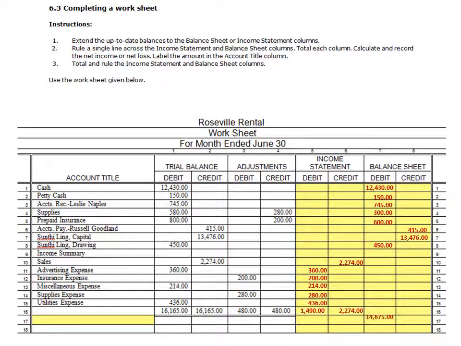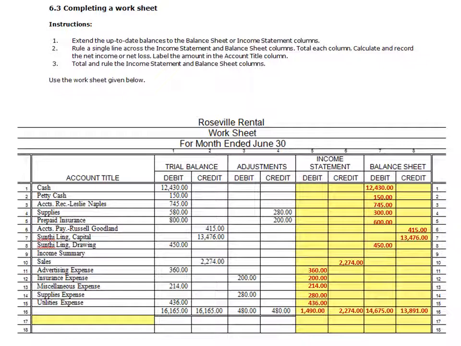Now our balance sheet, we're going to add them up, and we have our $14,675 for a debit balance, and then our credit is going to be $13,891. Now, you might be sitting there going, okay, wait a second, what's going on? These don't balance. These need to balance. They're not supposed to balance, but they will eventually balance. And the reason I say that is because we need to figure out, did we have net income or do we have net loss? Did we make money or did we lose money?